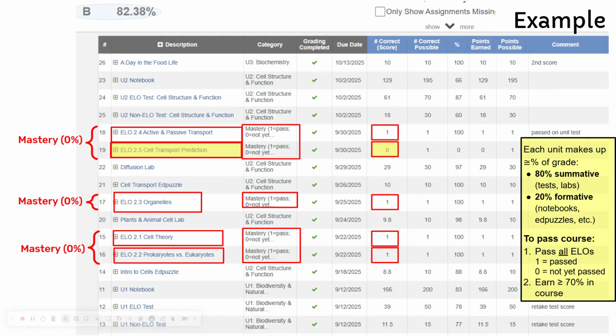Now, since the test has been taken, the student will need to complete test corrections and do a retake test on that particular ELO until they have passed that concept. Then they would technically be passing. But for now, the student is actually not yet passing because of this one ELO that's not yet cleared.